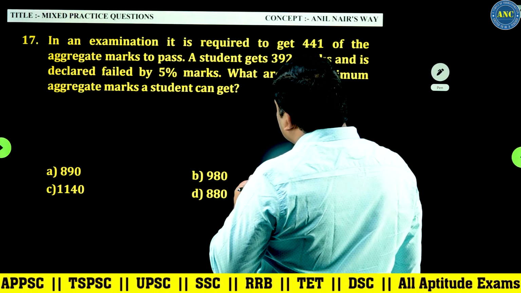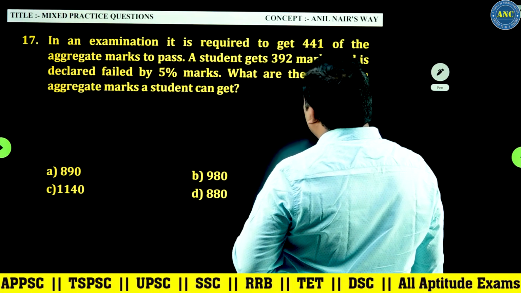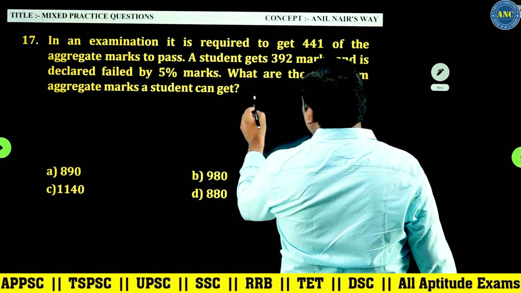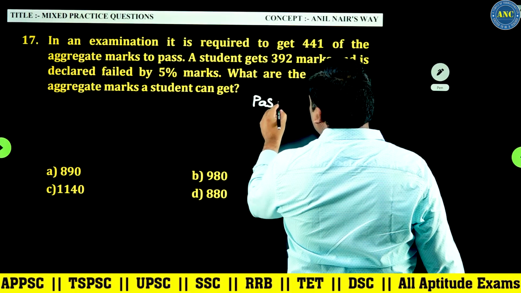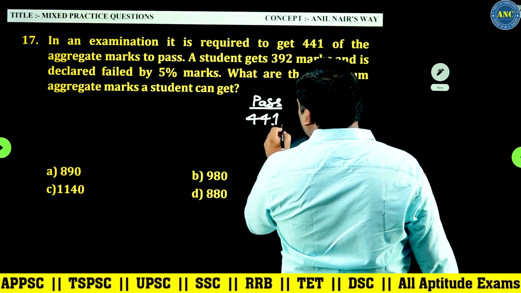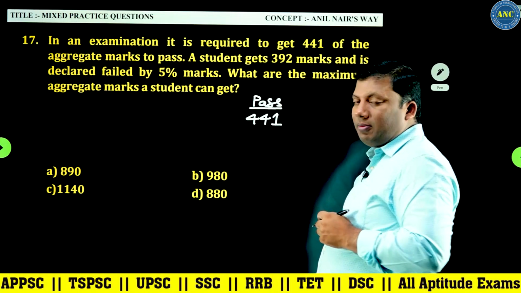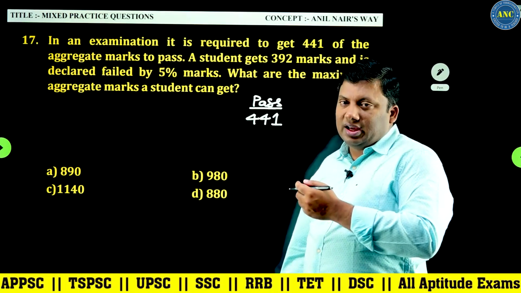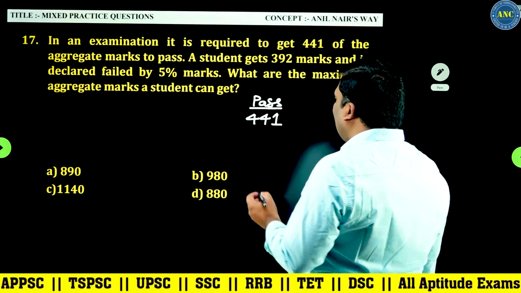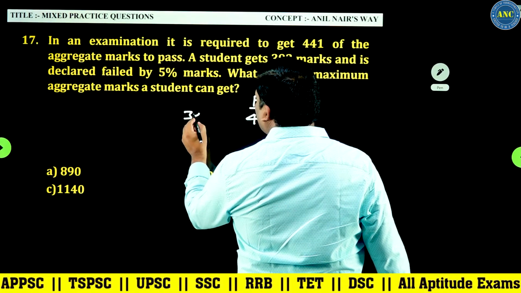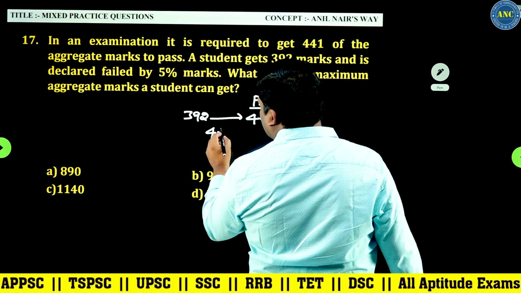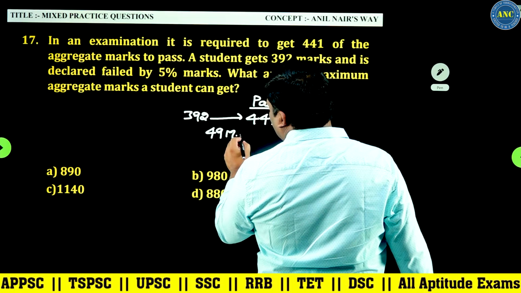17th. In an examination, it is required to get 441 of the aggregate marks to pass. In an exam, what are the pass marks? 441. If a student gets 441 marks, that means he will pass the examination. How much a student got? He got 392 marks. How much marks less he is? 49 marks less he is.